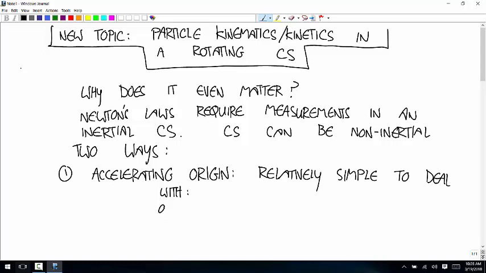So then we just use the relative motion equations. The acceleration of A relative to the ground is equal to the acceleration of A relative to B plus the acceleration of B relative to ground. So that's not too bad.